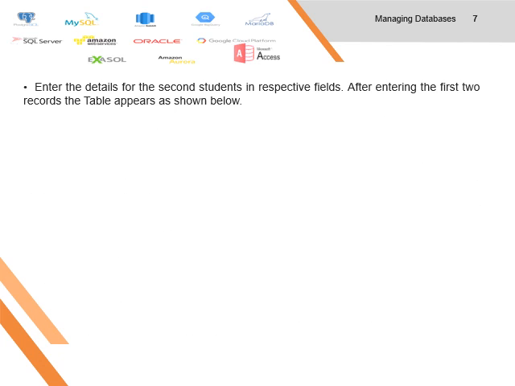Enter the details for the student record for the next student like second student in respective fields. After entering the first two records, the table appears as shown below.